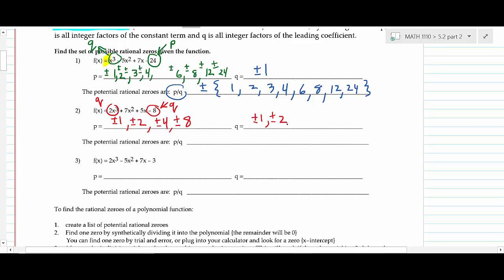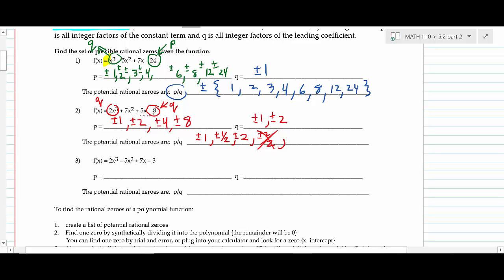Okay, now when you do P over Q, you do it in a logical way. You're just going to do 1 over 1, 1 over 2, 2 over 1, 2 over 2, 4 over 1, 4 over 2, 8 over 1, 8 over 2. Some of them will repeat themselves, so you don't have to repeat yourself when you do that. So I'm just doing 1 over 1, which is 1, 1 over 2, which is 1/2. Now I go here, 2 over 1 is 2, but if I go 2 over 2, haven't I already used that? I've already used that. You don't need to write it again because that's 1.